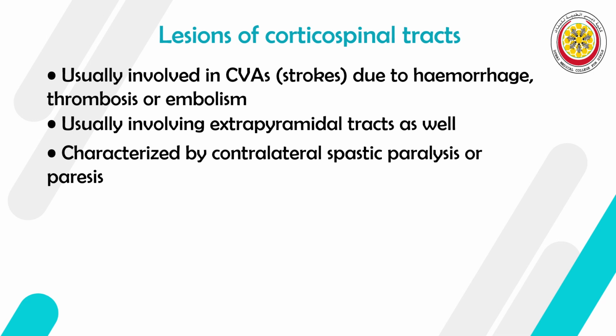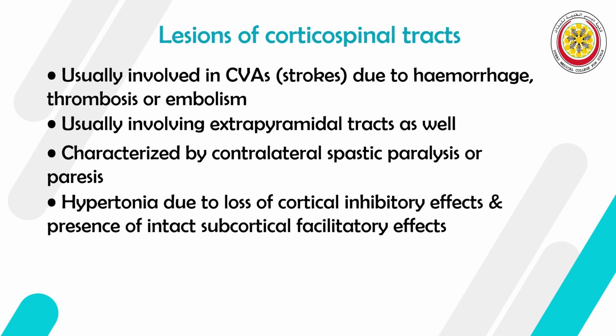Usually, it can involve what you know as extrapyramidal tracts as well. Now, they are characterized by the nerve supply being contralateral. The tracts of the right side supply the left side and so on. So usually contralateral, we call it spastic paralysis or paresis. Why is it spastic? Because there is hypertonia. And why is there hypertonia? Because there is also involvement of the sublateral tract.